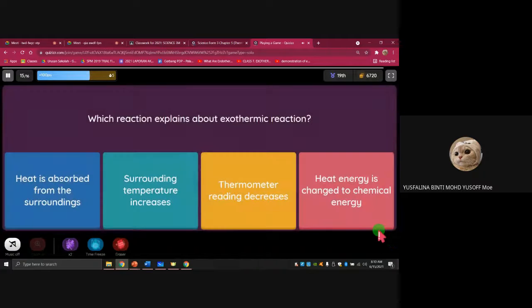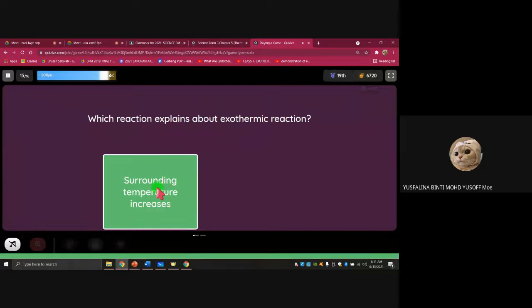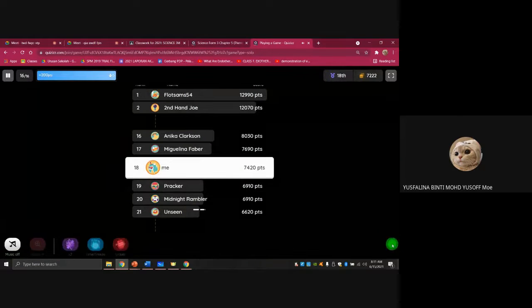Okay, for number 15, I would like to call Ng Junyuan. Which reaction explains the exothermic reaction? So exothermic reaction, which one? Number 2, surrounding temperature increases. So it releases the heat to the surrounding, the surrounding temperature increases. Okay, correct.